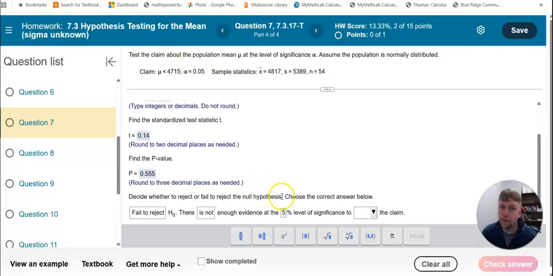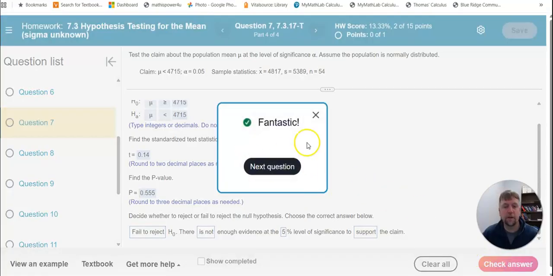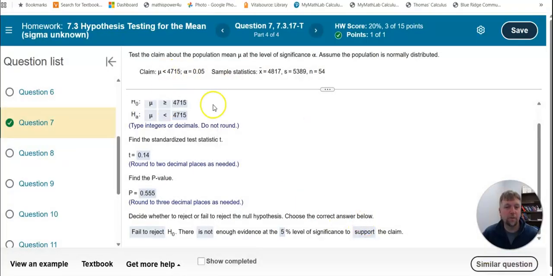And this is what I was talking about before. You got to look at what your claim is. The claim is the alternate. So there is not enough evidence to reject the null. But that means not enough evidence to support the alternate claim. So you've got to be able to understand how to work that actual claim into the conclusion.